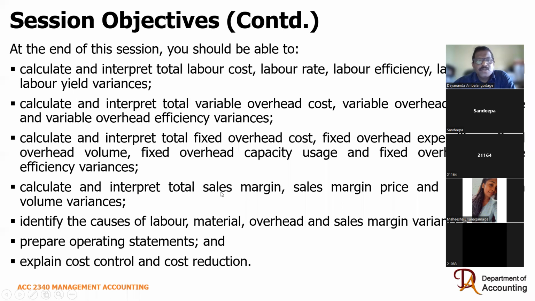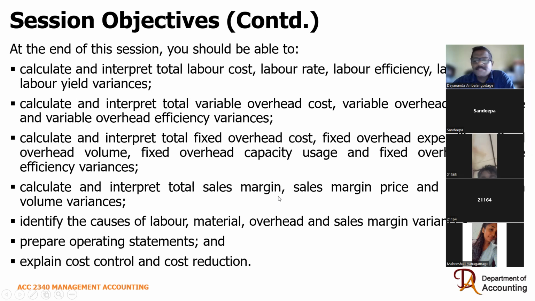And calculate and interpret total sales related, income related variances, and identify labor, material and overhead sales margin variance. That is the real income side, sales side, turnover side. And prepare operating statements and explain cost control and cost reduction.